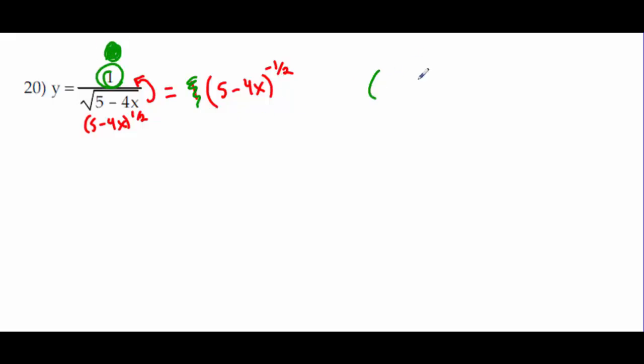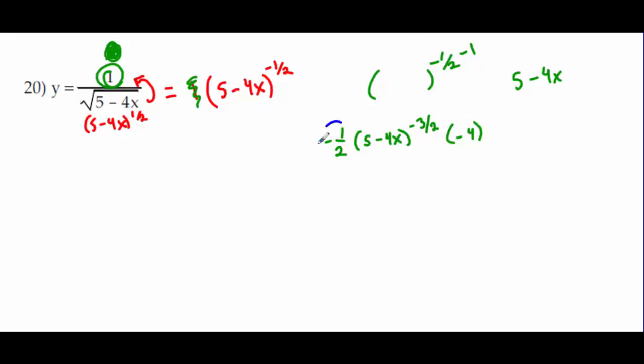We just need to chain rule this. The outside is the negative 1/2 power. The inside is 5 minus 4x. The derivative of the outside is negative 1/2 times 5 minus 4x. Don't forget to subtract 1 from this exponent. Negative 1/2 minus 1 is negative 3/2. Then we're going to times this by the derivative of 5 minus 4x, which is just negative 4.